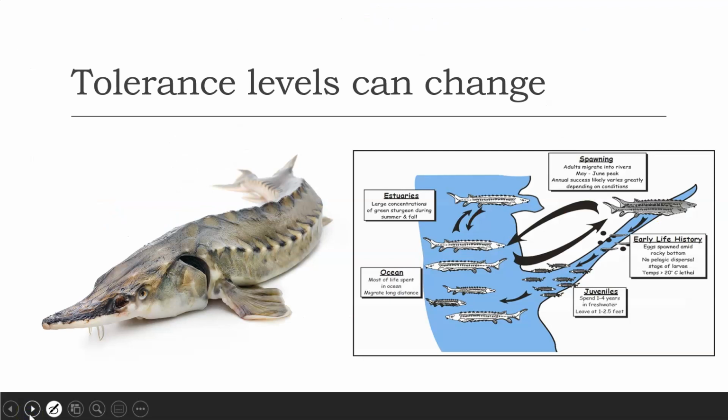But tolerance levels are not a static thing. They can change. So we've got the sturgeon here. I don't know if you've ever met this fish. Sturgeon spend most of their life in the ocean, so they can tolerate salinity, but they migrate back up freshwater rivers to spawn every May to June. So it's not a static thing.